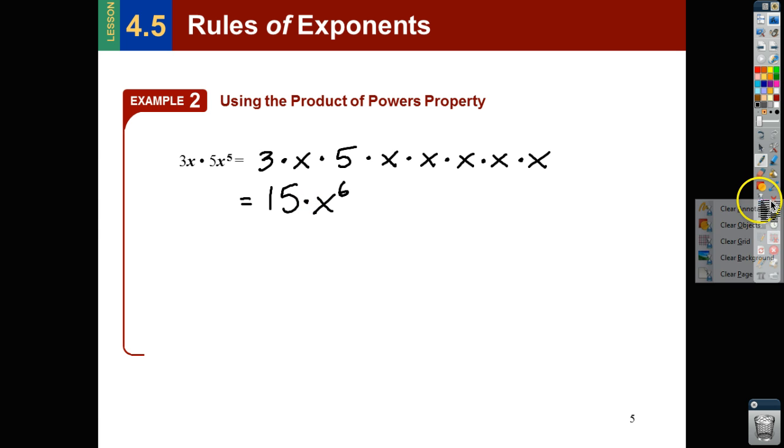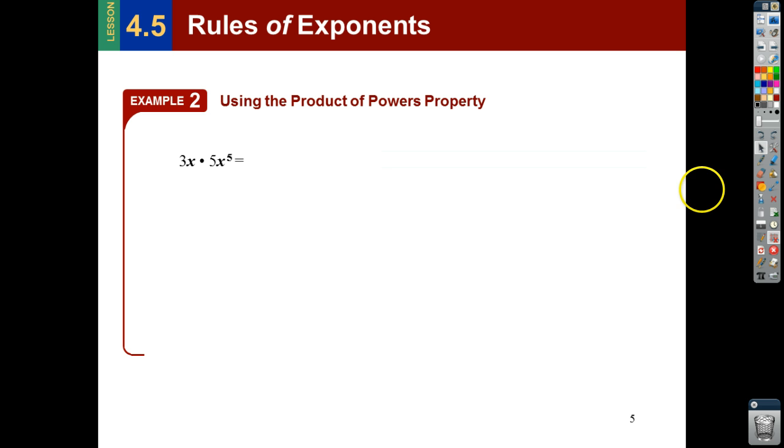Let me show you another way how that would be done. Okay? The book does it a little bit differently. They rewrite it using the commutative property.